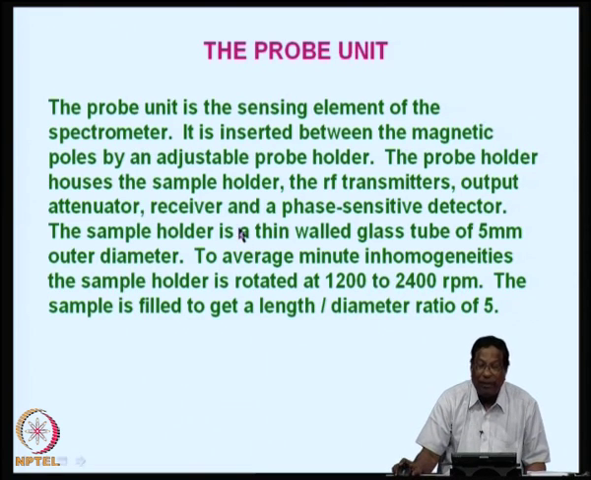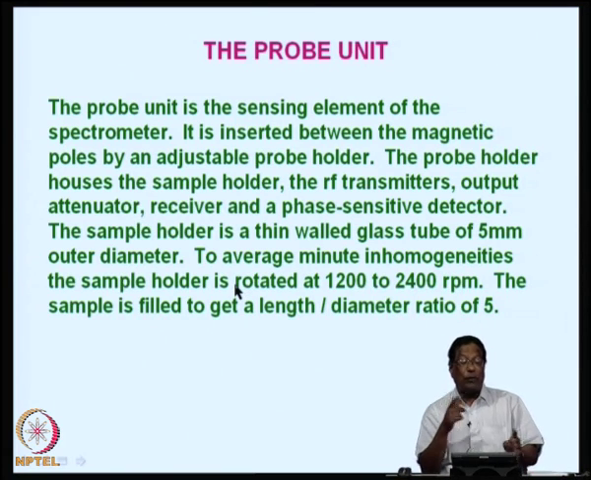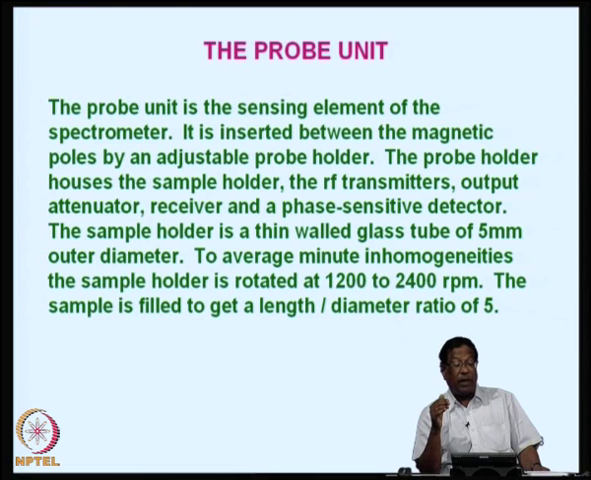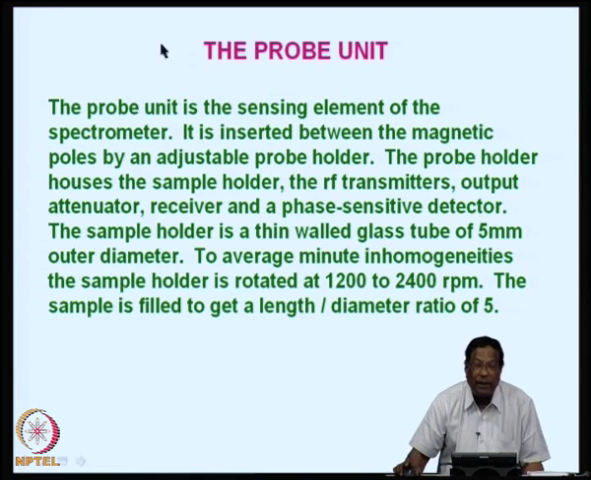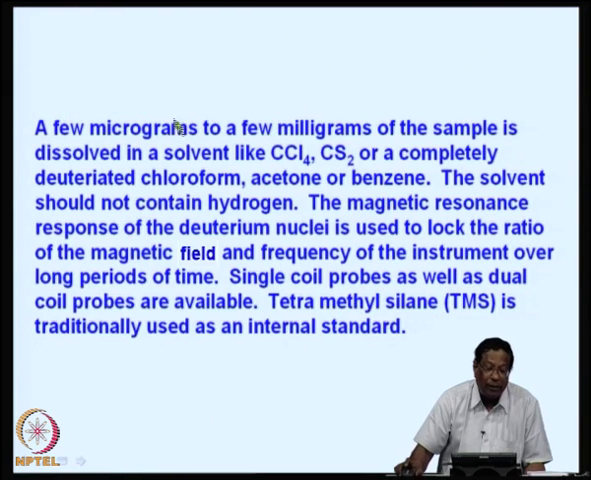The sample holder is basically a thin walled glass tube of about 5 mm outer diameter, and to average minute inhomogeneities, the sample holder also must be rotated during the operation of NMR at around 1200 to 2400 rpm. The sample is filled to get a length to diameter ratio of about 5. That means, you can have either the liquid sample or the solid sample, and there usually a mark is provided in the sample up to which the sample must be filled.